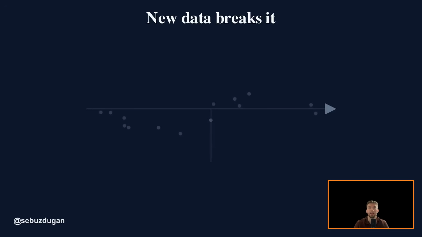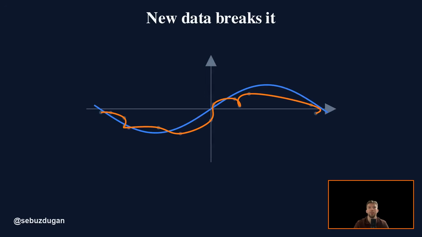Now the real test. New data arrives that the model never saw. The smooth curve stays close to the new points, but the wiggly curve misses them badly. It only knew the old points. It cannot handle anything new.